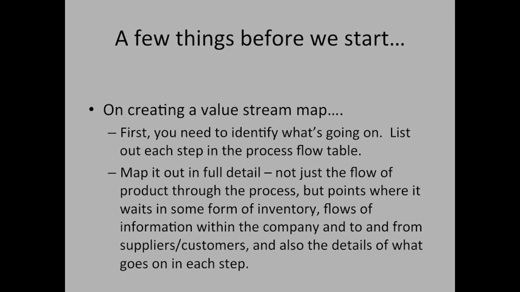Not just the flow of product through the process, but things like flows of information. If you're sending orders every week, then that might be a problem. Maybe it's time to send orders every day. You also want to look at flows into the process and flows out of the process toward the customer. It's not enough just to see where things are going, but you need to see where things are sitting and doing nothing. After all, that is what we're most concerned about when it comes to looking at a value stream map. Where are we having waste?